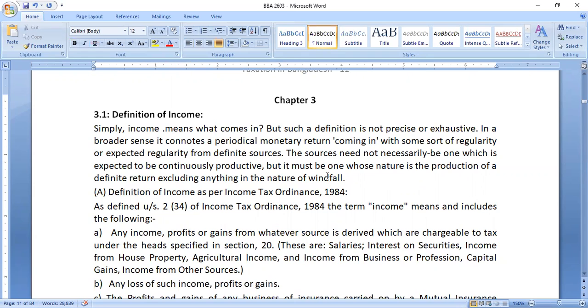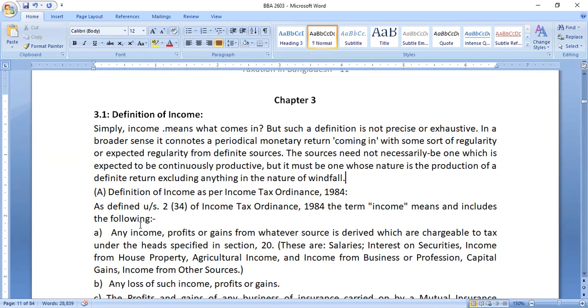So, from the definition, we can easily say that income means some sort of money coming on a regular basis, obviously from a definite source or obviously a right source. It is not an illegal source. We do not say that this is income. If it is income, then obviously it is income from a right and definite source, or an expected regularity maintained from the sources.